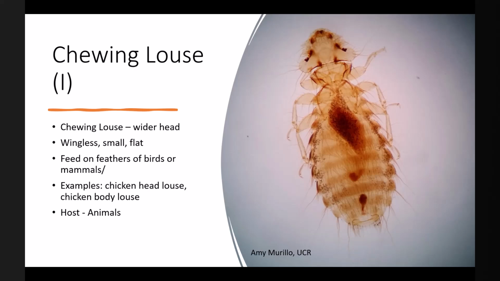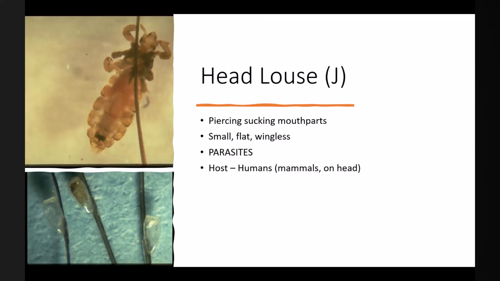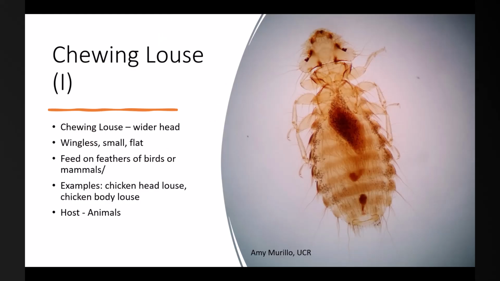You can tell these have chewing mouthparts, or are chewing lice, because the head is very wide. It's wider than the thorax. If it's a sucking louse, like the head louse here, the head is very thin. It's thinner than the body. They are still wingless, they're still small, they're still flat-bodied. The host for these is going to be animals.